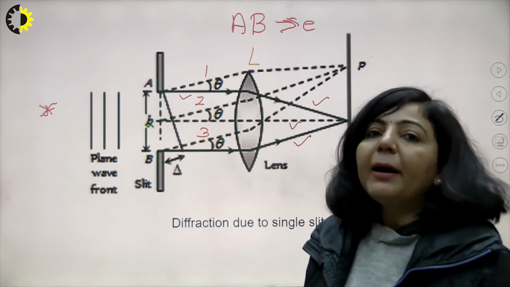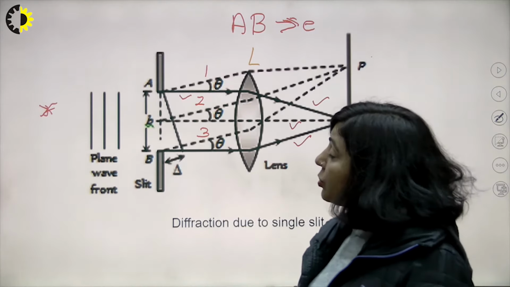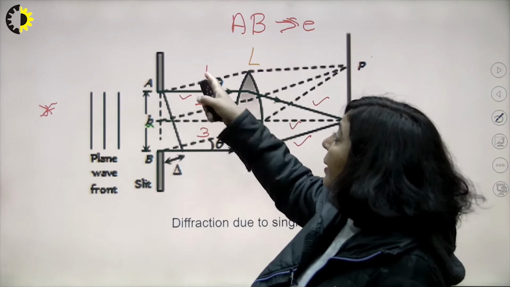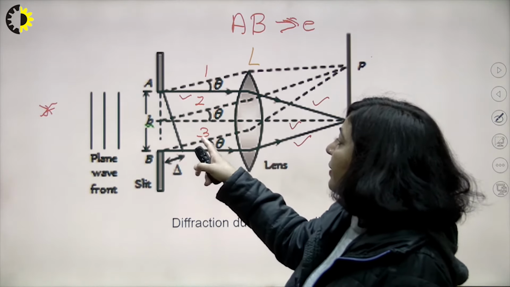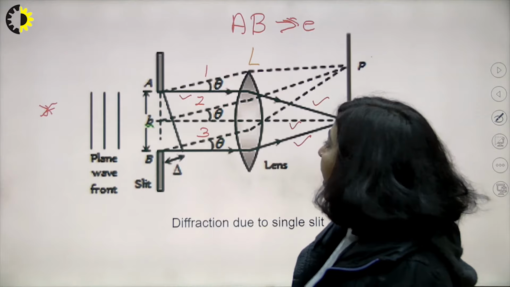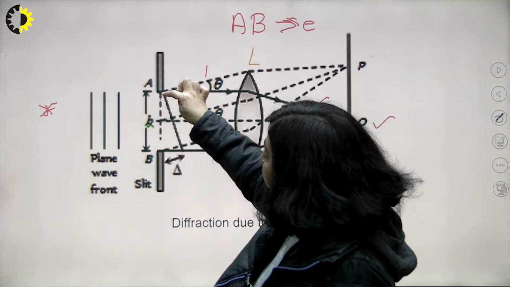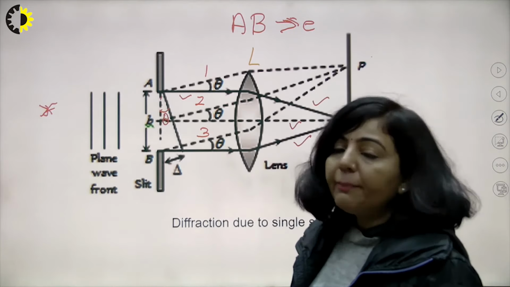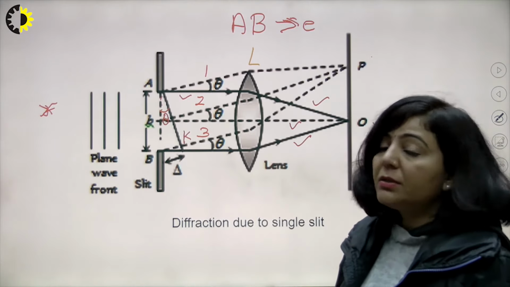In order to find that path difference or phase difference, which is further going to decide the conditions of maxima and minima, we are going to take two light rays which are diffracted from two extreme corners. So this ray, ray number 1, is diffracted from the first extreme corner, that is A, and this another ray, ray number 3, is diffracted from the second extreme corner, and I am taking those light rays for which the angle of diffraction is theta. If you draw a normal from A on line number 3, then this angle will be theta. I am writing this point as K. So the path difference between 1 and 3 will be equal to BK.